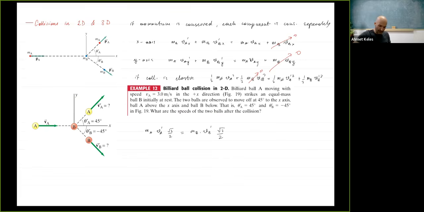Since the masses are the same, let's cancel masses because these are identical billiard balls. Roots cancel. So from here, what we obtain is VA prime is equal to VB prime.